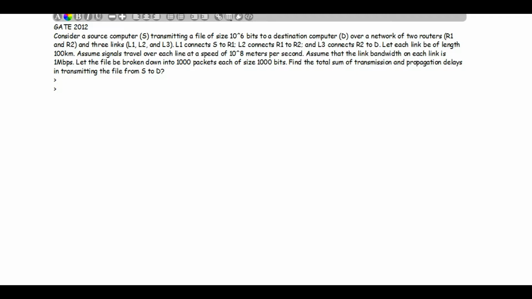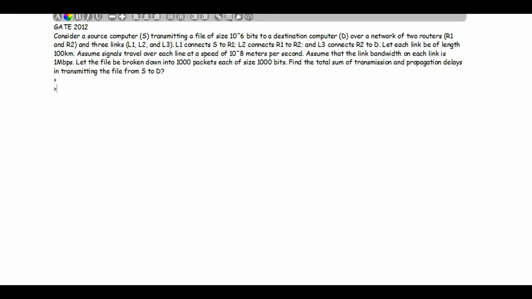L1 connects S to R1, L2 connects R1 to R2, and L3 connects R2 to D. Let each link be of length 100 km. Assume signals travel over each link at the speed of 10 to the power 8 meters per second. Assume that the link bandwidth on each link is 1 Mbps.